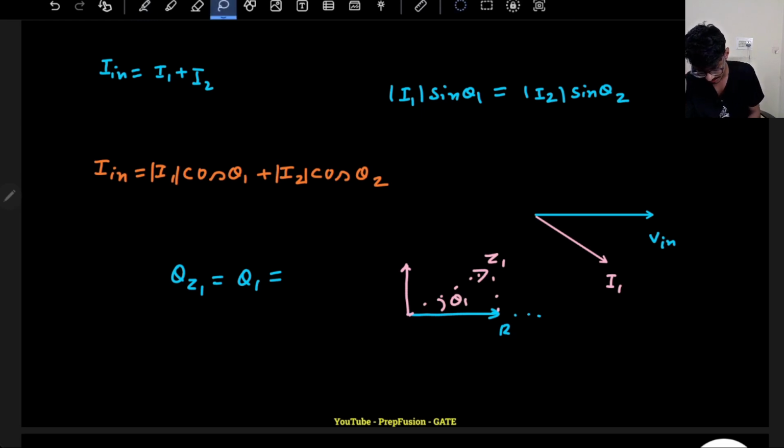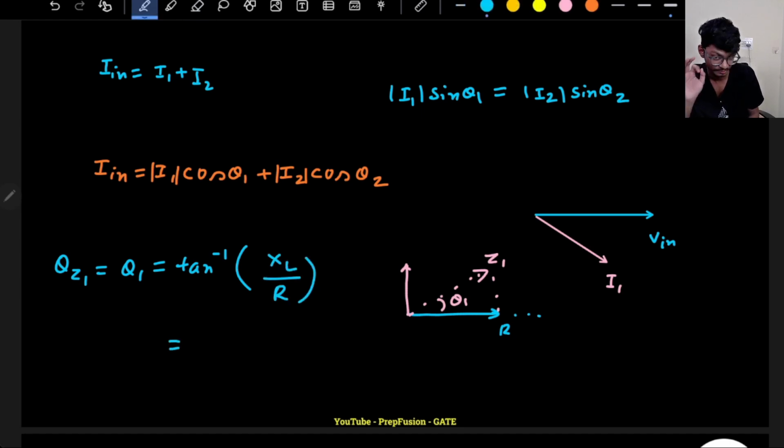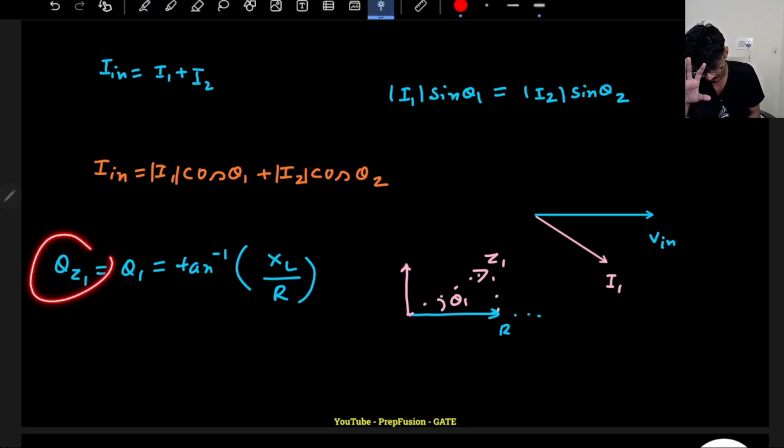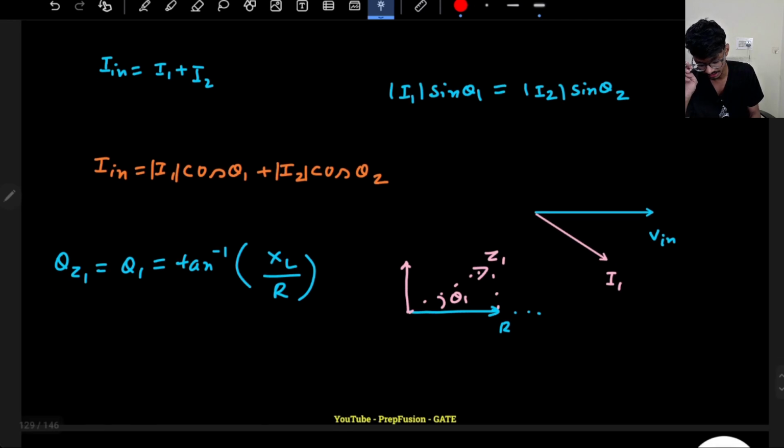So theta 1 will be equal to tan inverse of XL by R. This we have already discussed, how it comes. All these things have been discussed in the phasor diagram, so I am not explaining here. Okay, but I don't even need theta 1, right? What I need is just sine theta 1. Somehow if I am able to find sine theta 1 and cos theta 1.